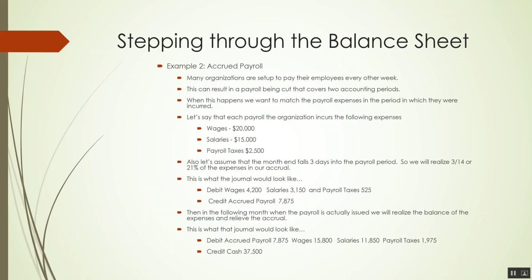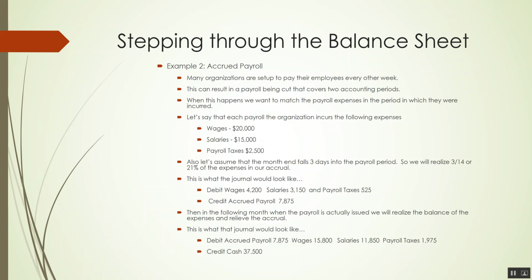Okay, so let's say by way of example that when we execute a payroll, we are going to book $20,000 against the wages account, we're going to book $15,000 against the salaries account, and we're also going to incur $2,500 worth of payroll tax expenses. And with this example, let's assume that the month-end cutoff falls at 3 days into the payroll period. If we get paid every 2 weeks, that's a total of 14 days.